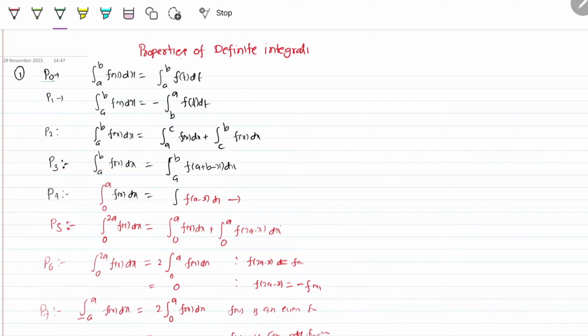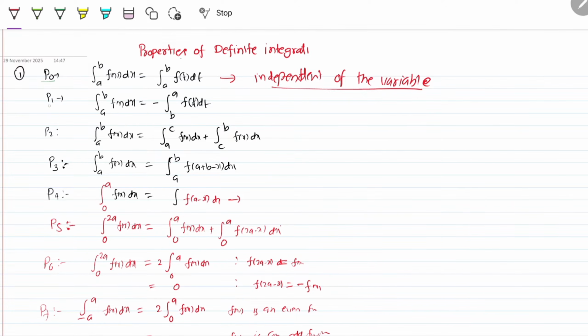Property number first, P0. The P0 property says that the integral from a to b of f(x) dx is the same as the integral from a to b of f(t) dt. So it means that your definite integral is independent of the variable. Definite integral never depends upon the variable. Anytime you can change the variable from x to t or u or v or w, whatever you like. So this is your P0 property.